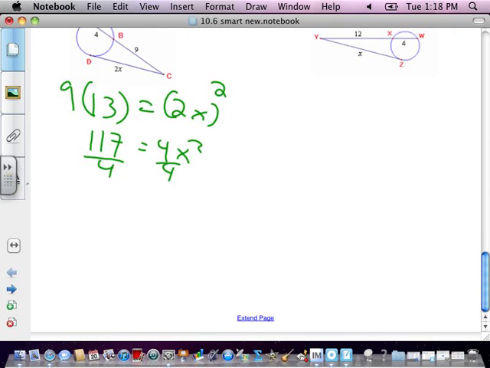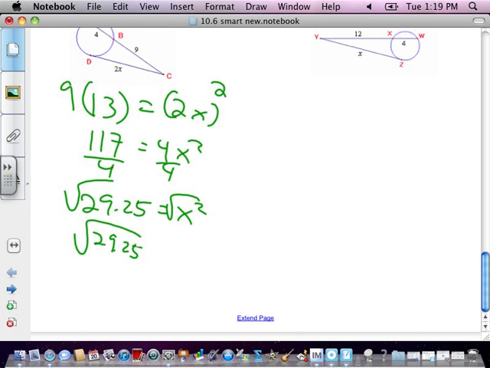Okay. All right, divide by 4, and we get 29.25 equals x squared, and then we have to square root both sides. So I just like leaving it as square root of 29.25. You can figure out the decimal equivalent though. Okay, how are we going to do the next one?